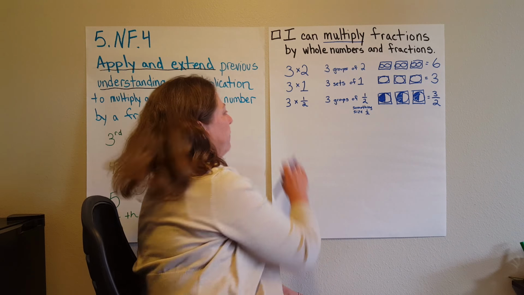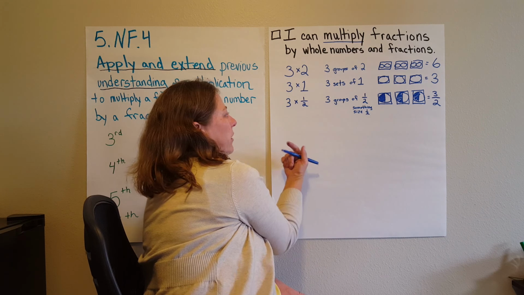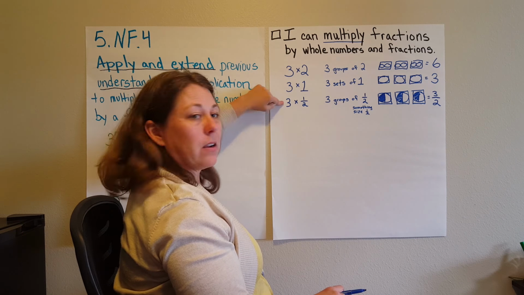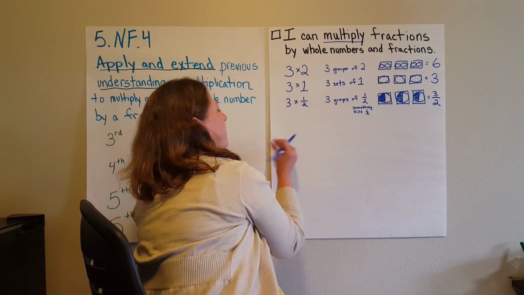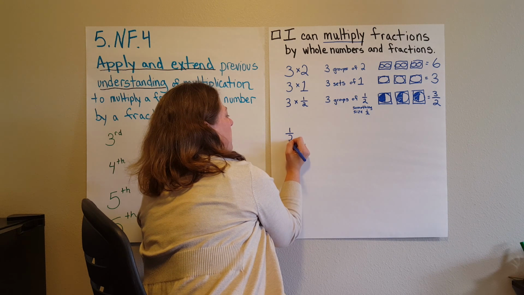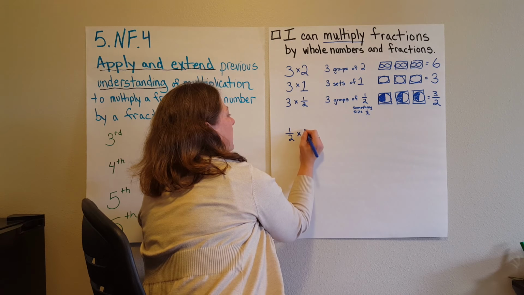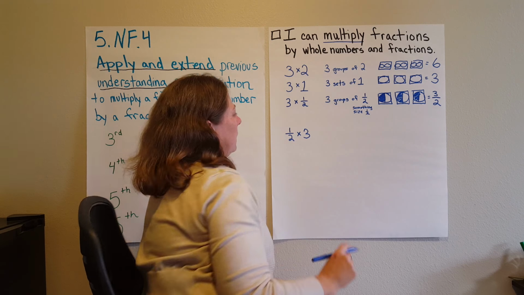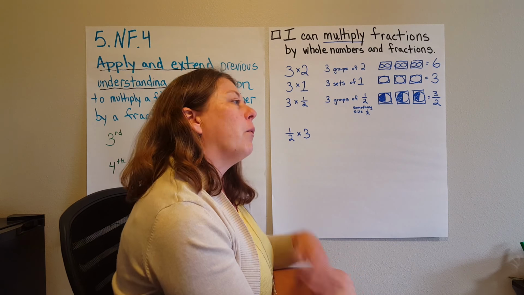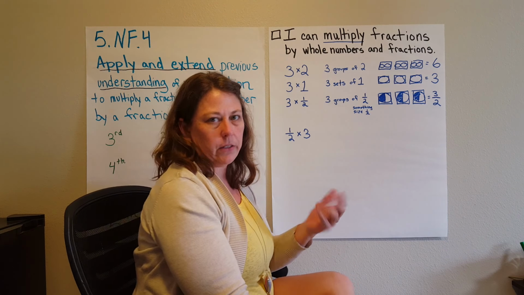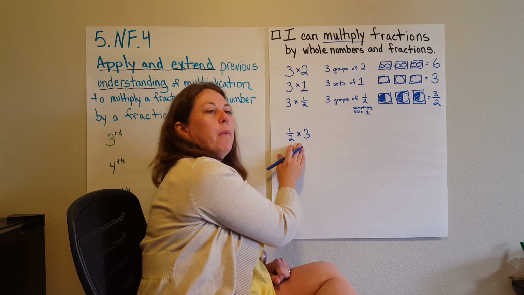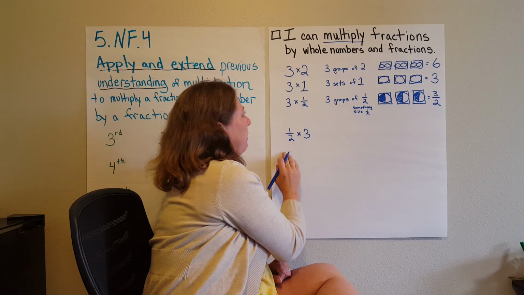Now, what if we switch to the commutative property? This is 3rd grade. This is 4th grade. 5th grade needs to be able to see it in both directions. So if I switch the order and I write half times 3, I'm still going to ask my students, what does that mean? I want them to discover that it's the same answer as our 3 times half. But it looks different. So what does this mean?